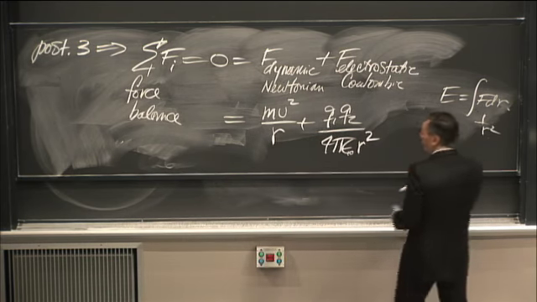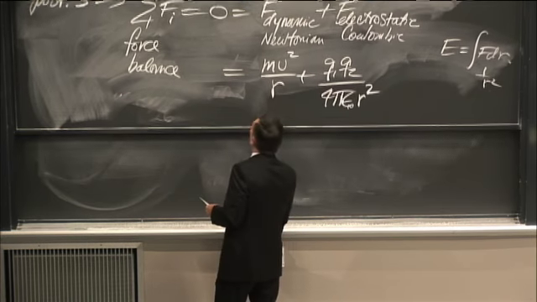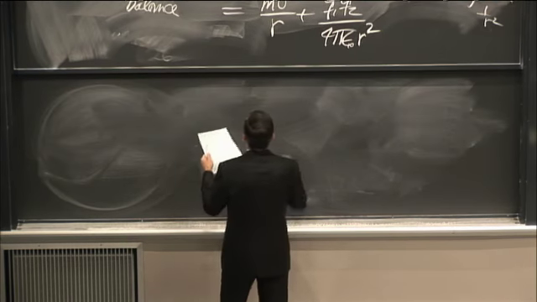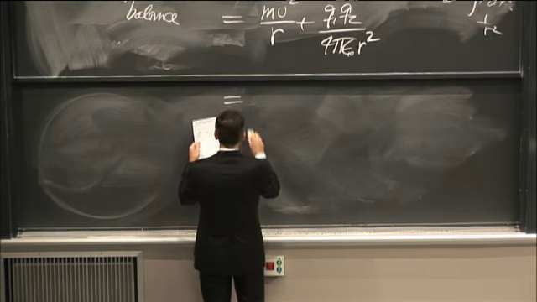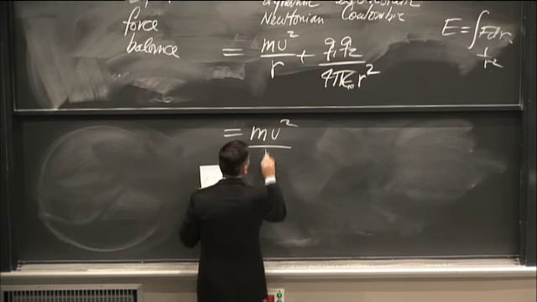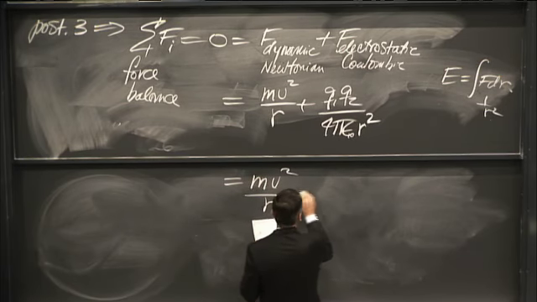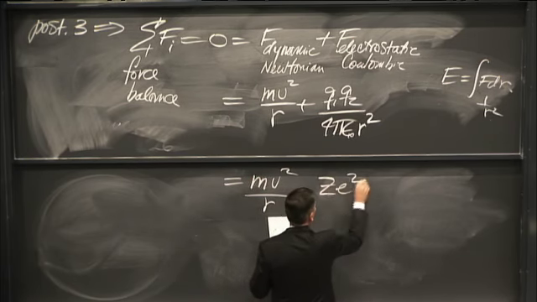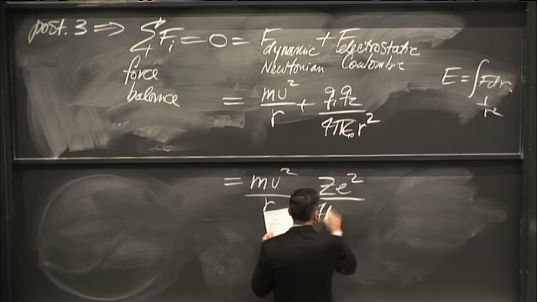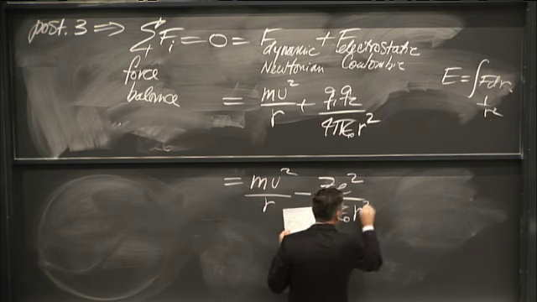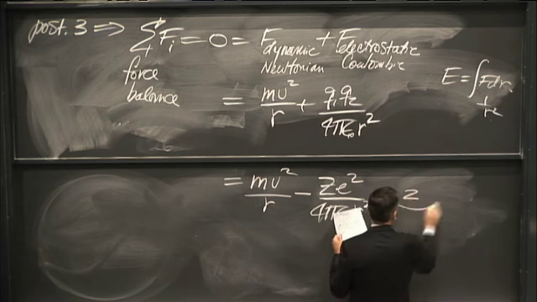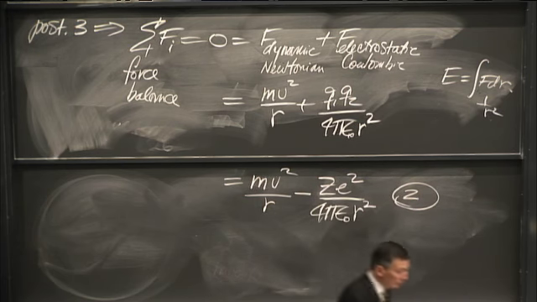All right, so anyways, we're going to plug in those values. And what do we get? What we get is mv squared over r. Q1 is Z times e, Q2 is minus e, so it's minus Ze squared over 4 pi epsilon 0 r squared. And I'm going to call this equation 2.